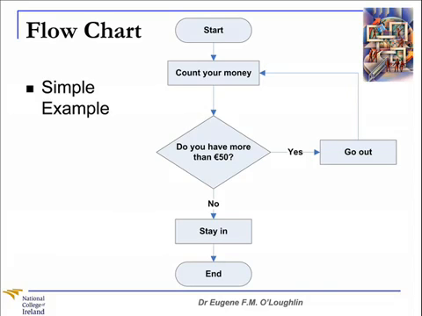So let's take a look at a simple example to help us understand the concept of what a flowchart is. And in this particular chart here, we are representing a simple decision. Have we enough money to go out at night, or do we not? So we start off at the top here with our start symbol, and the first process or task is to count our money. And then we have to ask ourselves, do we have enough money, which in this example here is €50, do we have more than €50 after counting the money?